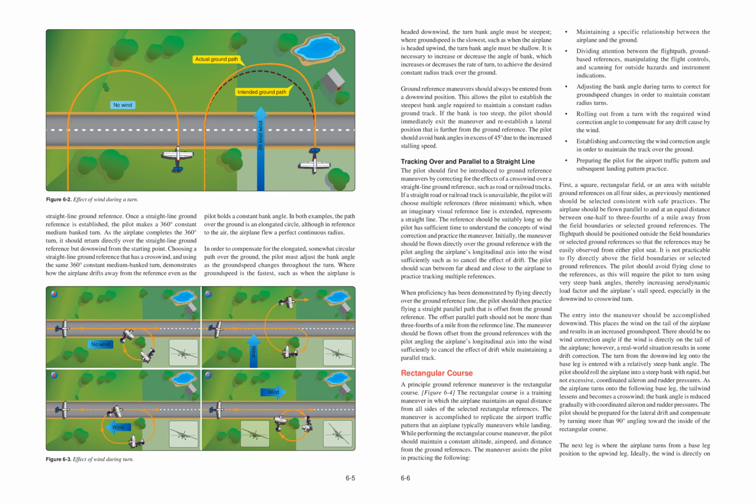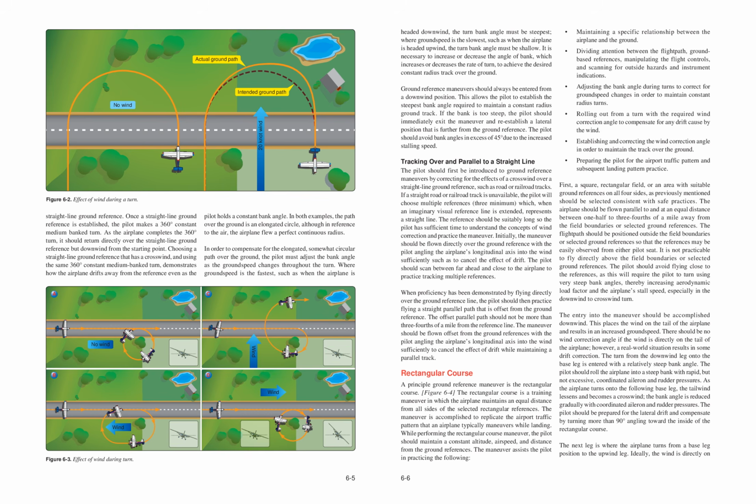Choosing a straight line ground reference that has a crosswind, and using the same 360 degrees constant medium bank turn, demonstrates how the airplane drifts away from the reference even as the pilot holds a constant bank angle. In both examples, the path over the ground is an elongated circle, although in reference to the air, the airplane flew a perfect continuous radius. In order to compensate for the elongated, somewhat circular path over the ground, the pilot must adjust the bank angle as the ground speed changes throughout the turn.